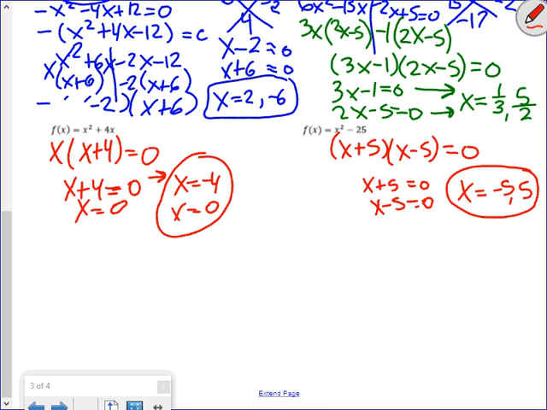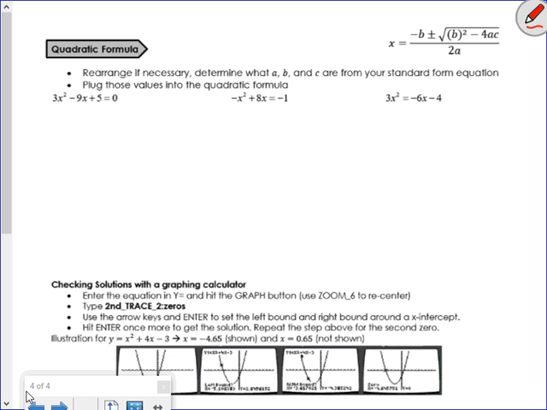Plus or minus 5? Oh, I don't care. You can either write one x and a comma between them, or write two separate x's. I honestly really don't care. All right, our last method here.